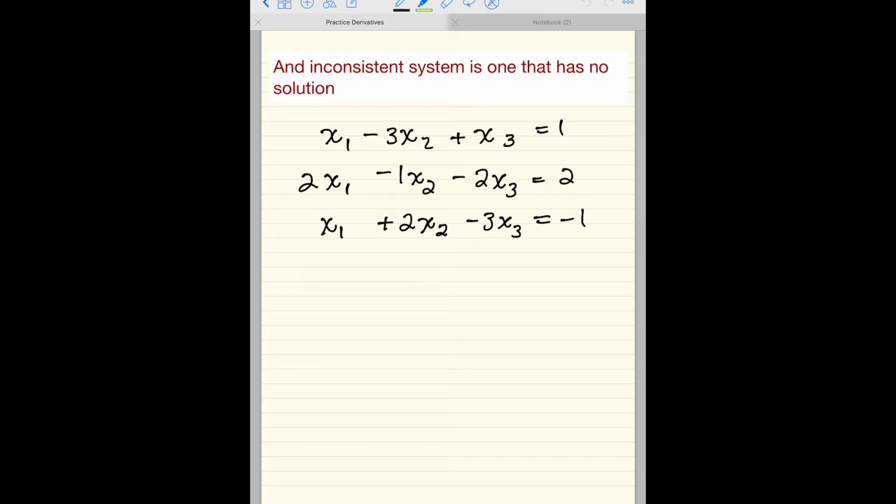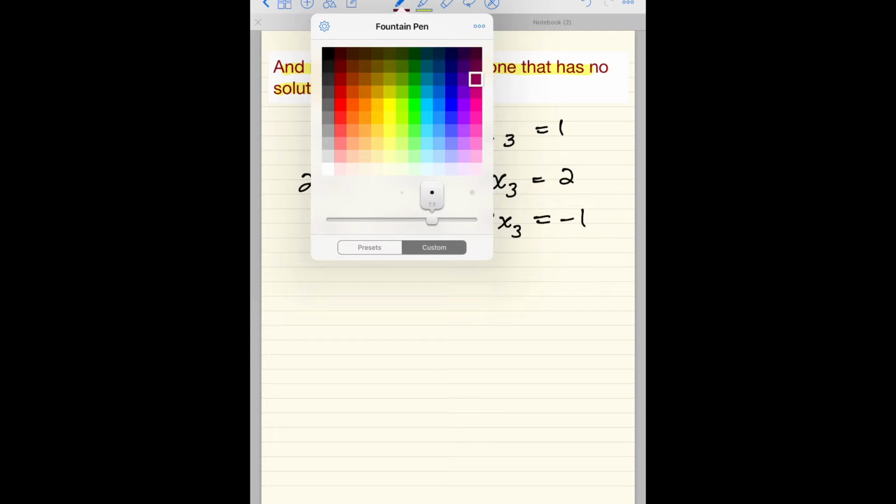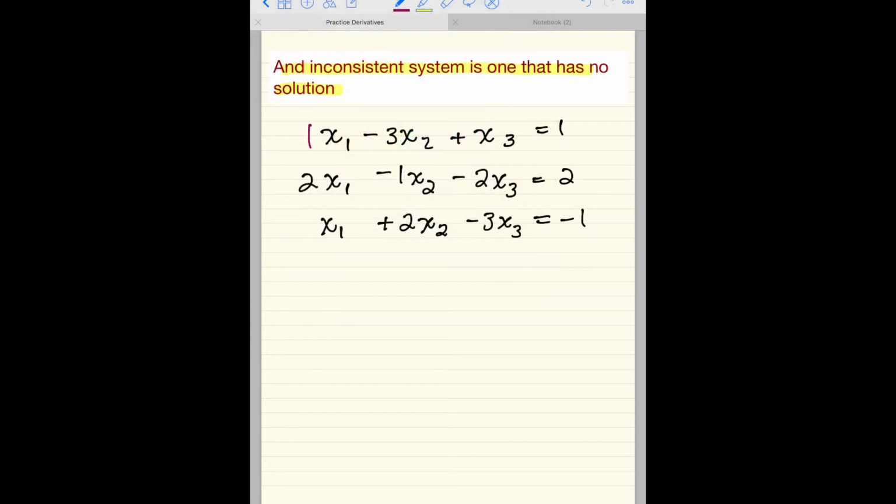So to sum up section 1.1, we're going to talk about having no solutions and having infinitely many solutions. An inconsistent system is one that has no solutions. In this example, I'm going to show you why this has no solutions. Once again, our goal is to have that row echelon. We want the ones in here, here, and here, the leading coefficients, okay?